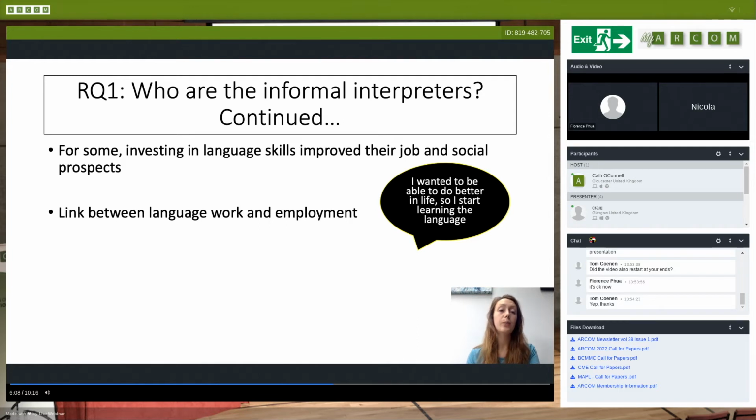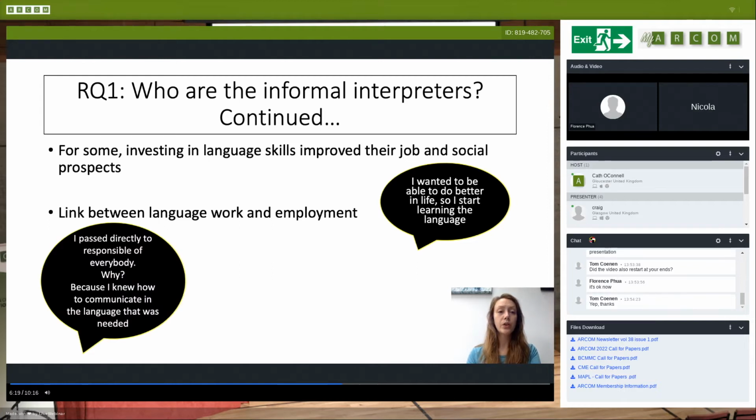So there's a link between language work and employment, although this was always informal. It was not in a contract and was not recognised in a job title. For example, one Portuguese worker said, "I passed directly to responsible of everybody. Why? Because I knew how to communicate in the language that was needed."